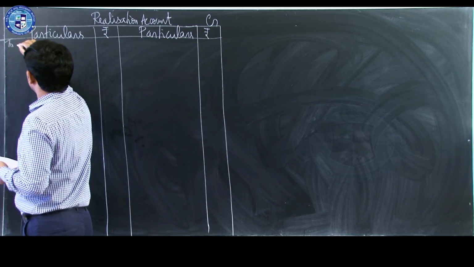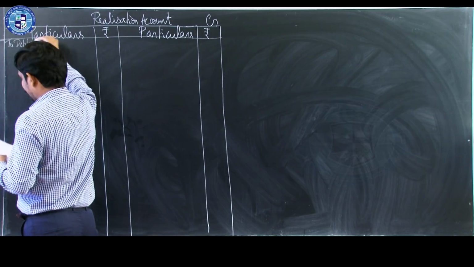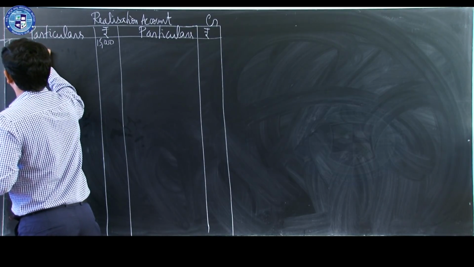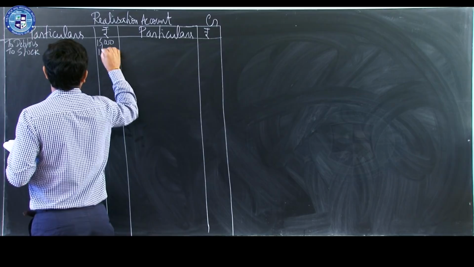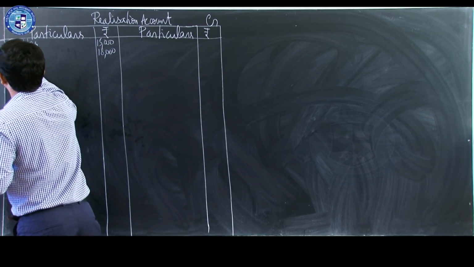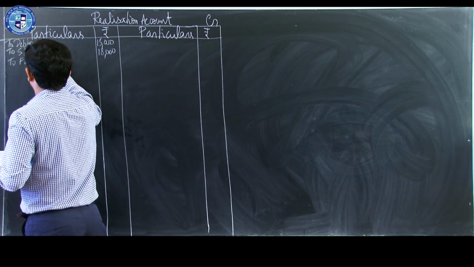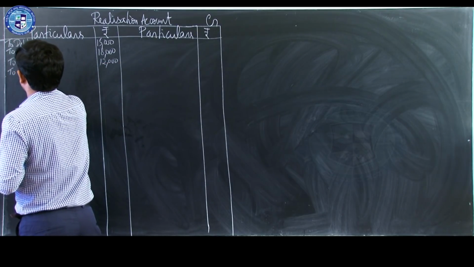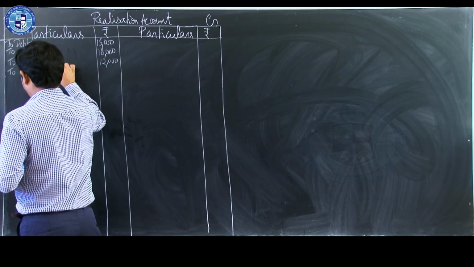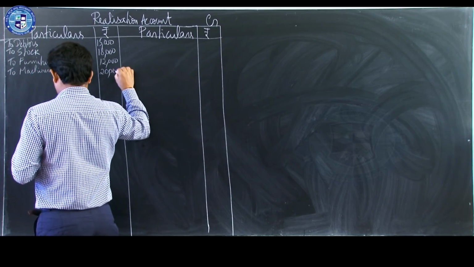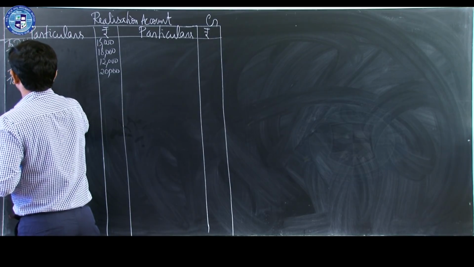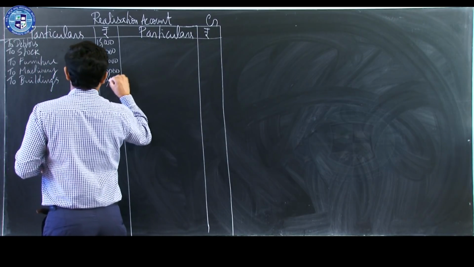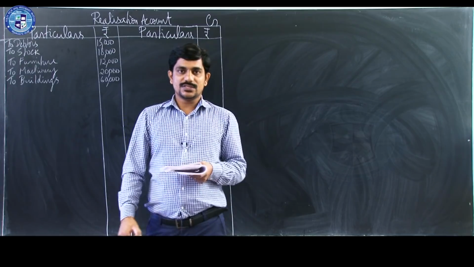To debtors 15,000, to stock 18,000, to furniture 12,000, to machinery 20,000, to buildings 60,000. So first step is done.